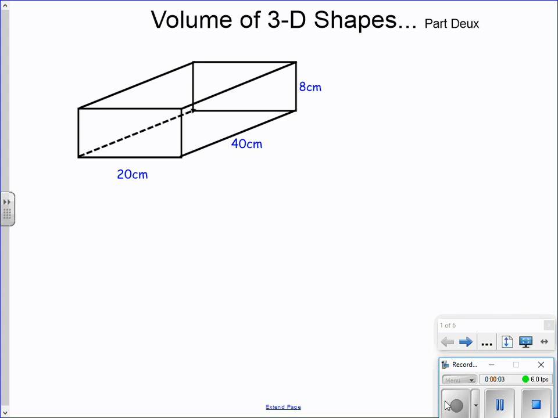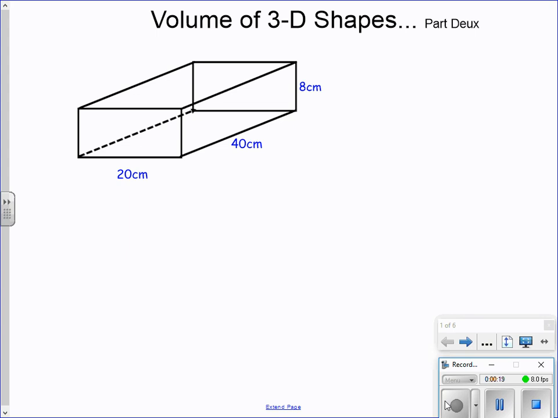All right, good day and welcome to Volume of 3D Shapes Part 2. This is Lesson 8.4b. I know what you're saying, this is probably too easy for us, so we're going to step it up a little bit and try some more difficult shapes today.